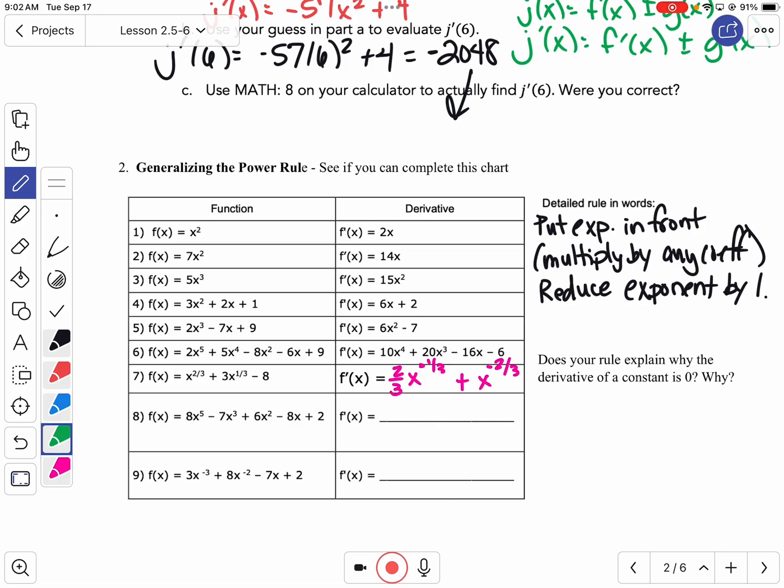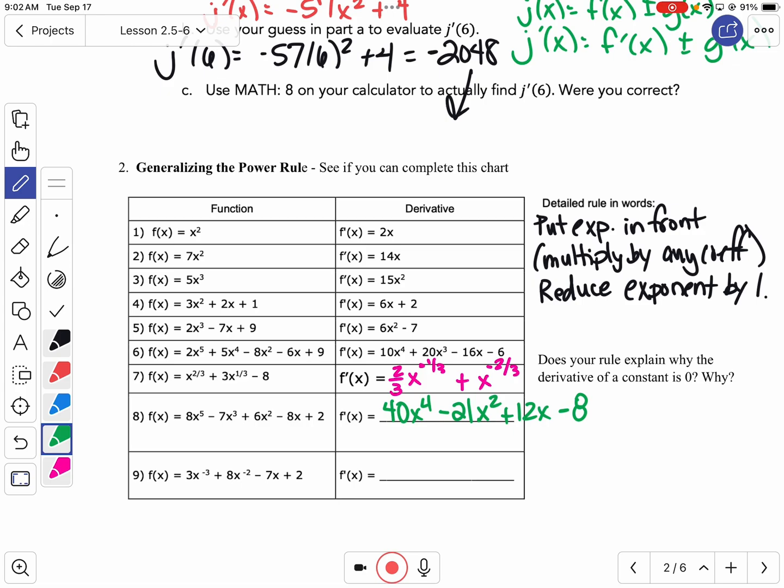All right, let's look at the second one. All these individual functions, let's walk through this. 8x to the 5th, what would that give me? 40x to the 4th, good. Negative 7x to the 3rd. Negative 21x squared, good. Okay. What about 6x squared? 12x. And negative 8x. Minus 8. Okay. The 2 is just that vertical translation, not that interested in what's happening with it for the derivative.